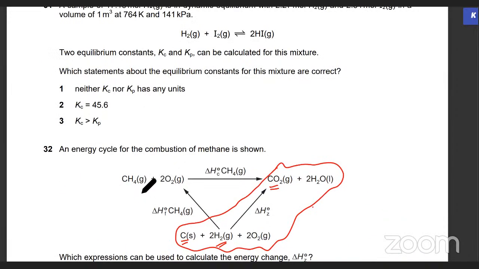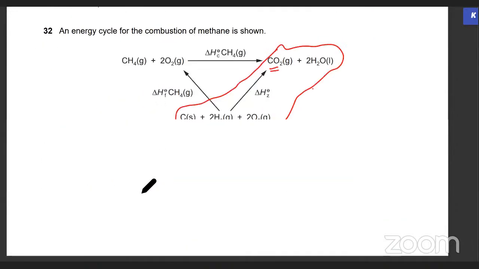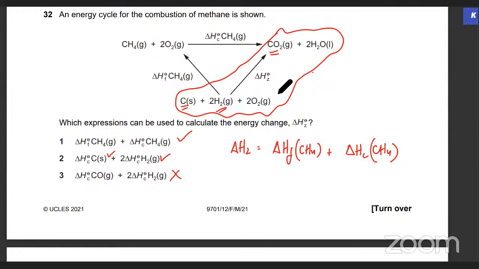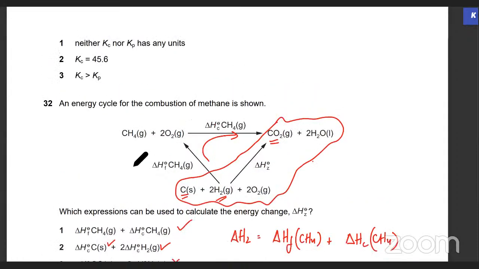After that, let's do the next one. Is this clear? One of the expressions was that you take this other path. That was the Hess law, and that gave us the enthalpy of formation of CH4 and the enthalpy of combustion of CH4. The second one was true because we literally interpreted it: this is the enthalpy of combustion of carbon, and it's also the enthalpy of combustion of hydrogen as well. The last one is incorrect.